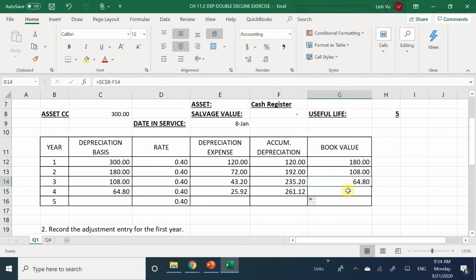261.12. And then lastly, what is my book value for year 4? 38.80. Okay? Notice, let's look at the book value. It started at 180, then it dropped to 108. Then it dropped to 64, then it dropped to 38. Do you see how it's just dividing almost in half every single time?